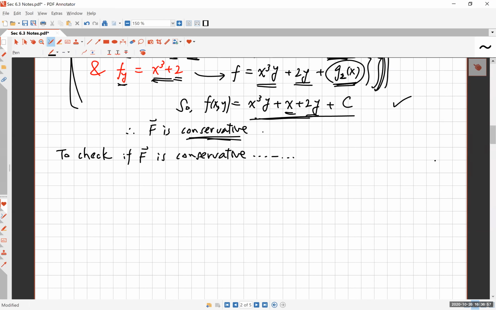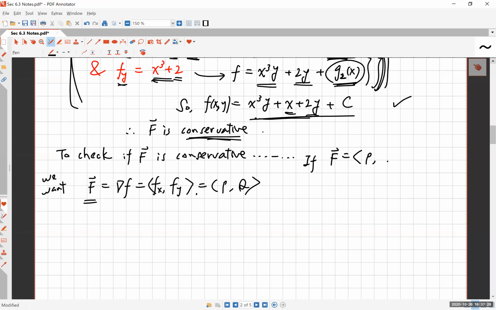All right. And so to make sure it's conservative, let me consider this. Consider this kind of thing here. You know that what we want is capital F to be the gradient of lowercase f, which is fx, fy, right? Well, guess what? You want this to be P and Q. That's our capital F. Okay. So let's say capital F can be written as P of xy and Q of xy, we're assuming this. Okay. So in order for a potential function, the lowercase f, to exist, this must be the same.